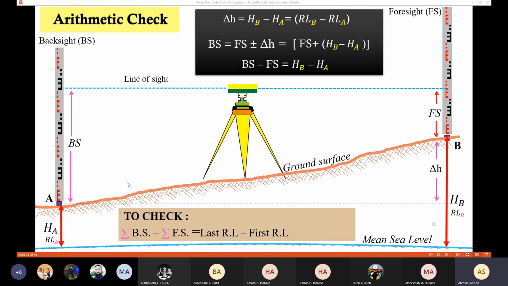And in order to make a check, we are going to say that the summation of the backside minus the summation of the foreside should equal the last reduced level minus the first reduced level. So after we finish the process of height of an instrument, we need to make this check. Okay, when we solve an example, this is going to be more clear for you.